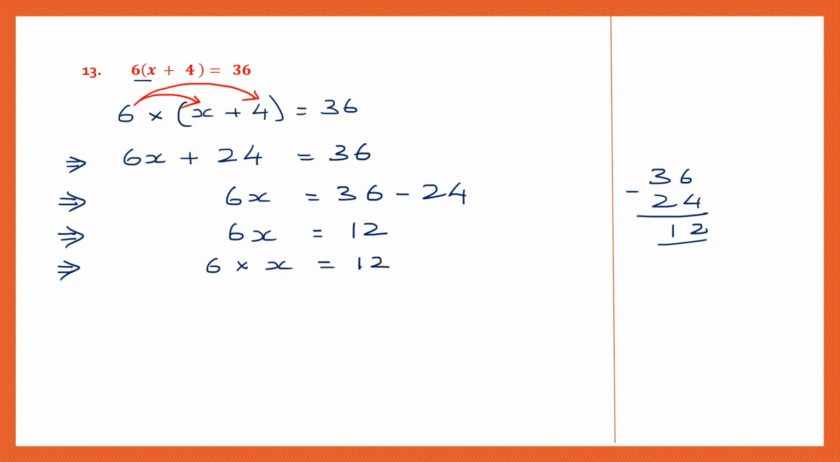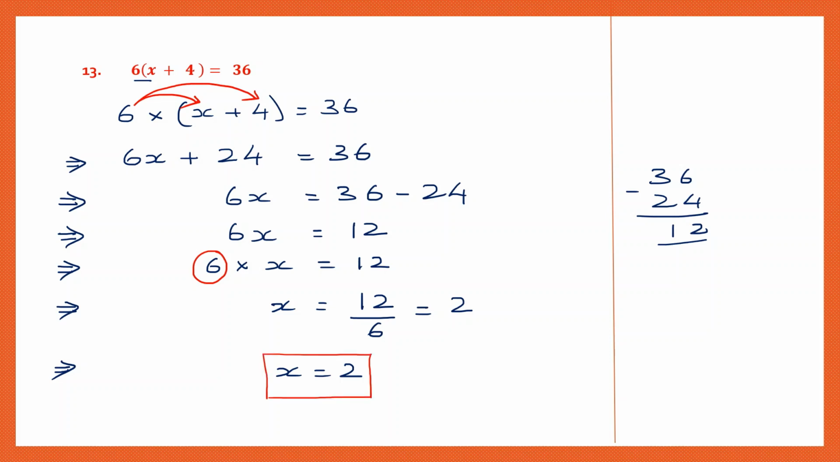So now we can find the value of x. X is equal to 12 divided by 6. We have transposed this 6 to the right hand side. So 12 divided by 6, 6 twos are 12. So now we have found the value of x.